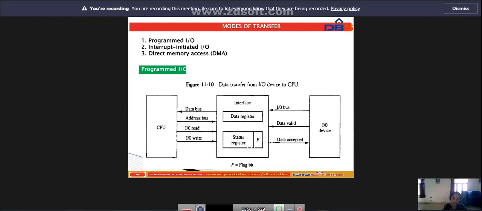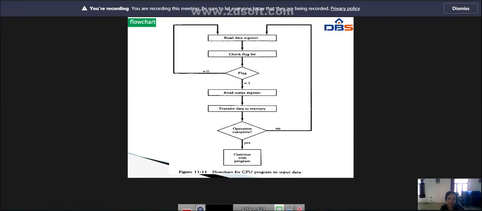So this is the main explanation of programmed input output. I have a small flow chart regarding this, the flow chart for CPU programming to input data. The transfer of each byte requires three instructions. The first instruction is to read the status register. The second is to check the status of the flag bit and branch to step 1 if not set, or go to step 3 if set.